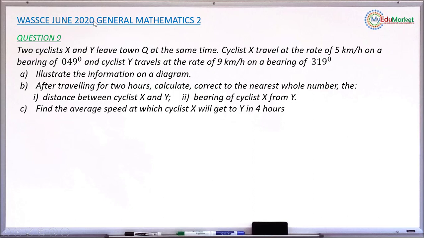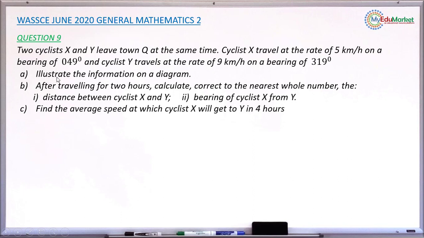This is WAEC June 2020 General Mathematics Paper 2, and we are answering question number 9, and the question reads: two cyclists, X and Y, leave town Q at the same time. Cyclist X travels at the rate of 5 km per hour, that is the speed, on bearing 049 degrees, while cyclist Y travels at the rate of 9 km per hour on the bearing 319 degrees.